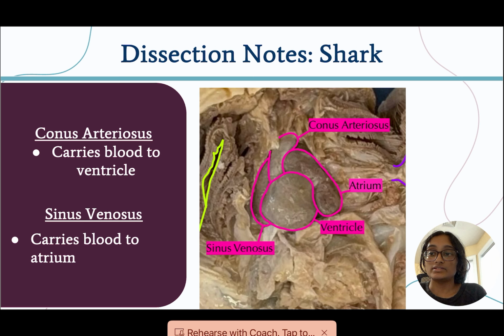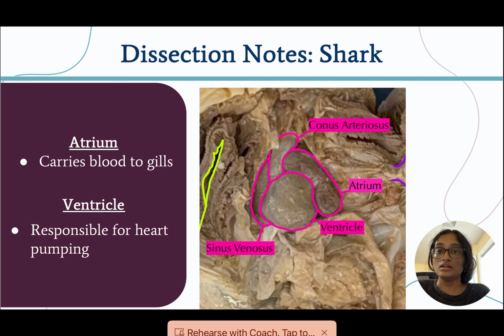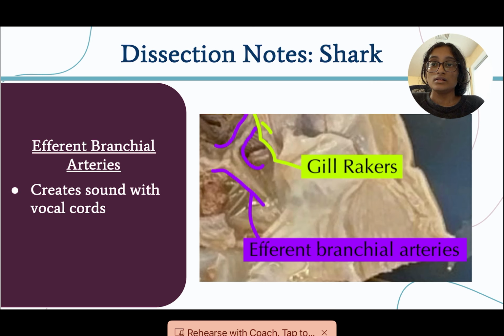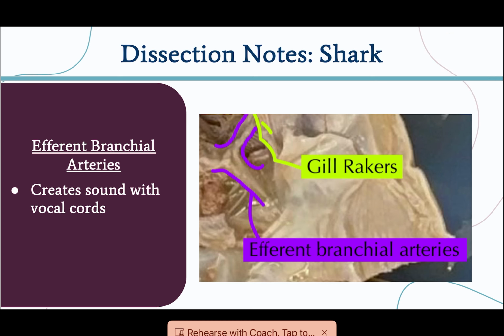Next, I would like to dive into the heart. First, we have the conus arteriosus, which is labeled. This is basically the section that carries blood to the ventricle. The sinus venosus carries blood to the atrium. And the atrium here carries blood to the gills. The ventricle is responsible for heart pumping. This heart pumping movement is basically not controlled by anything. It's all simultaneous. We also have our efferent branchial arteries, which are responsible for transporting blood to the body.